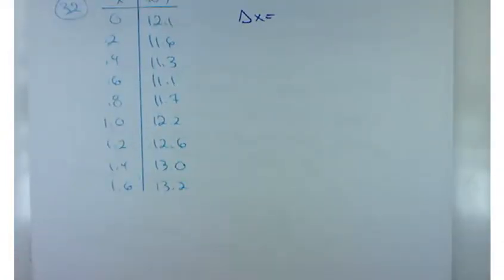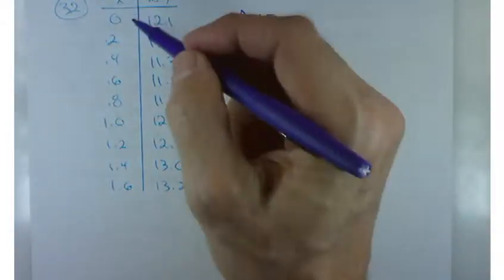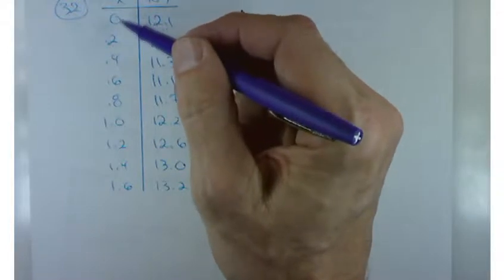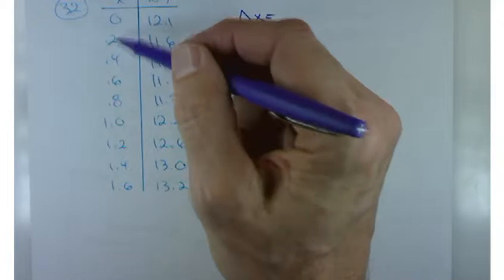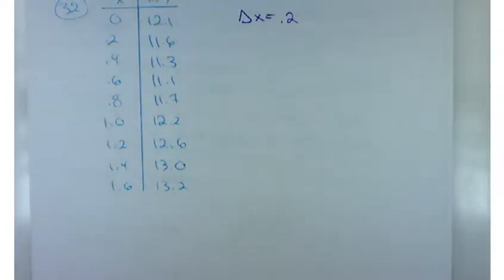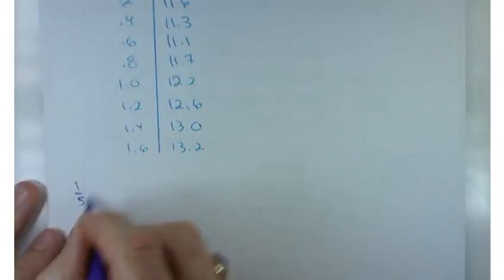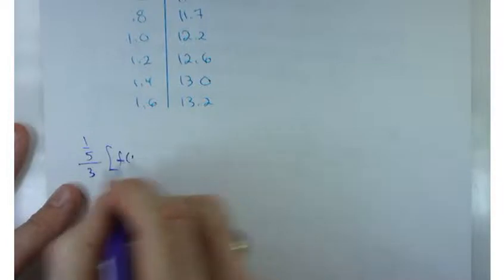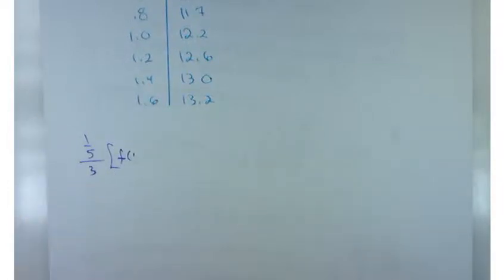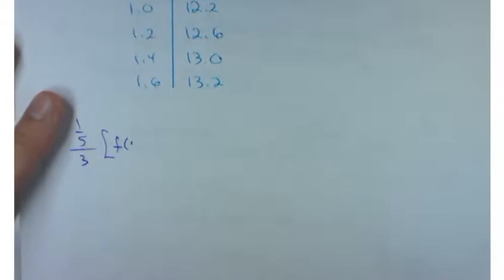Can anyone tell me what delta x is in this case? Or another way to look at it is, how far are you moving to get from one to the next? 0.2. Yeah, you're right. 1.6 minus 0 divided by 8 is 0.2, or 1/5. So it's going to be 1/5 divided by 3 times... Simpson's Rule divides by 3. Trapezoid's a 2.